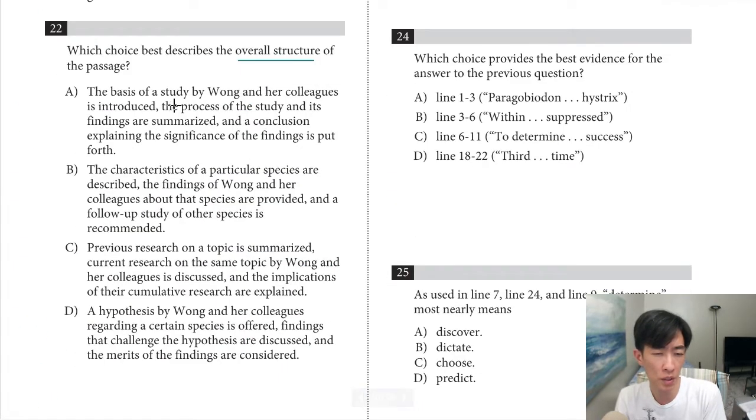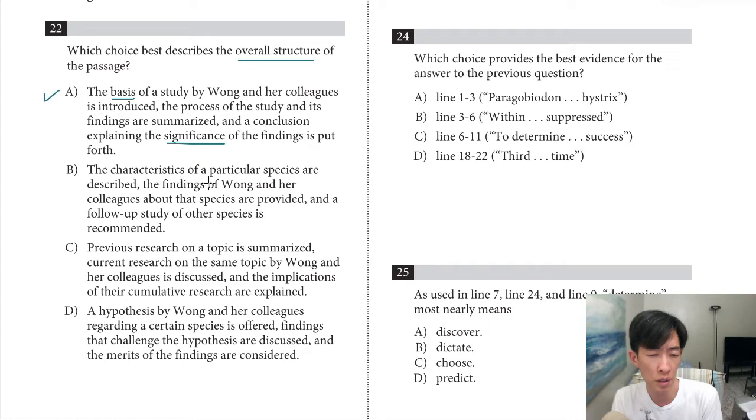A, the basis of a study by Wong and her colleagues is introduced. So yeah, that's the reason, the justification. The process of the study and its findings are summarized, and a conclusion explaining the significance, which is the importance of the findings, is put forth. So all that sounds okay to me. Let's see if there's anything better.